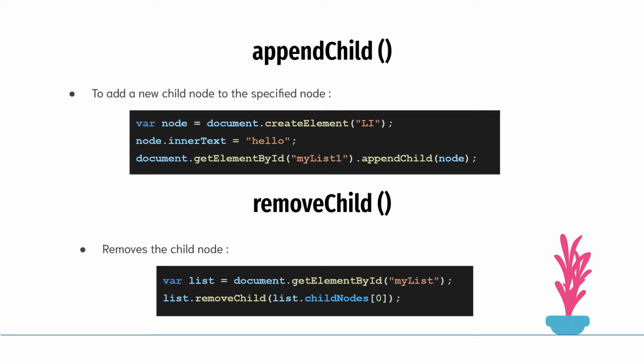The second one is removeChild. The removeChild method basically does the opposite of appendChild. If there is already a list item present in the list, it will take that list item and remove it from the list.